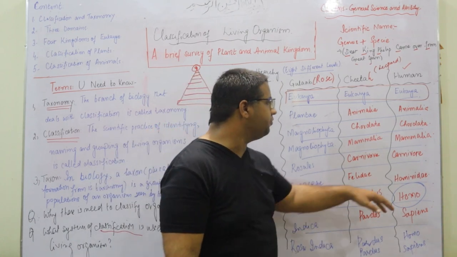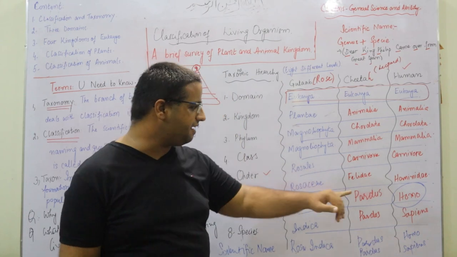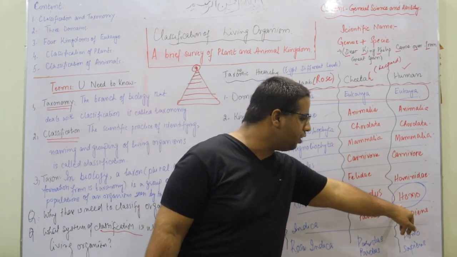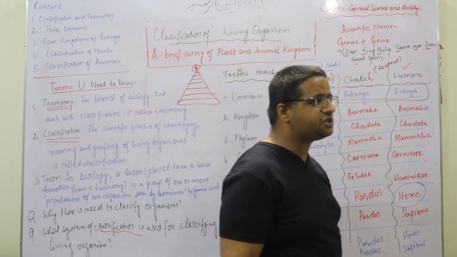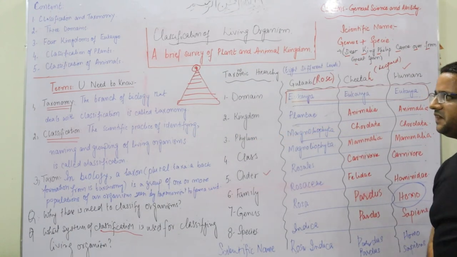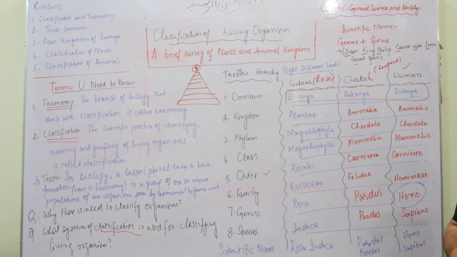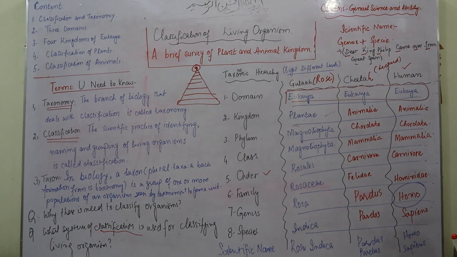For humans, the genus level is Homo and the species level is sapiens, so they are called Homo sapiens. I have told you about Homo erectus, which was another species of humans. So this is all about classification and taxonomy. Moving on to the next topic, the three domains: Archaea, Eukaryota, and Prokaryota. We are going to discuss the three domains in detail.